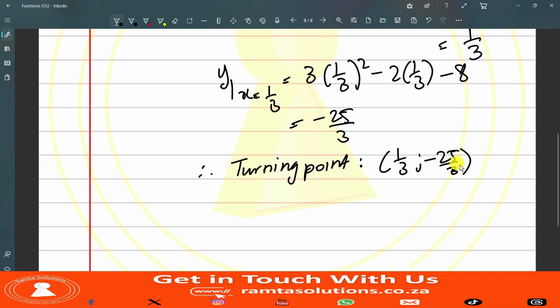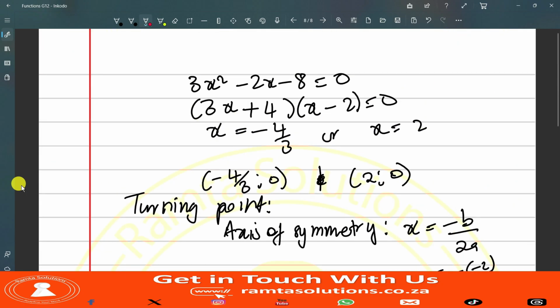Negative 25 over 3 is equivalent to, I think, 12,33, isn't it? 12,38. No. Yeah, 8, not 12. 8,33. So it's negative 8,33, whereas 1 over 3 is the same as 0,33. Right. Now let's go confirm.